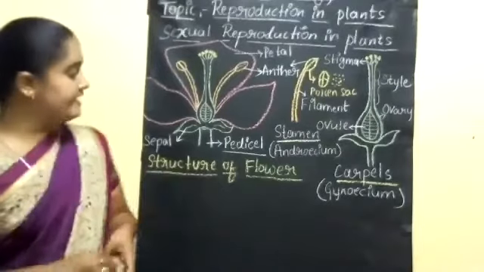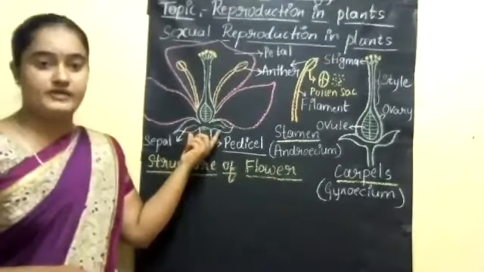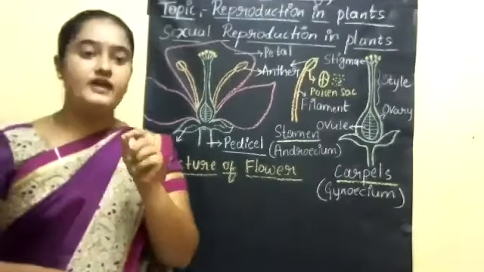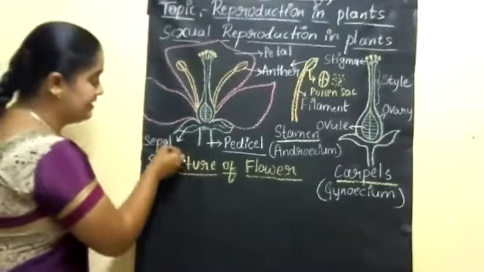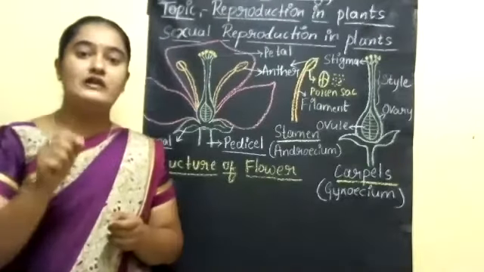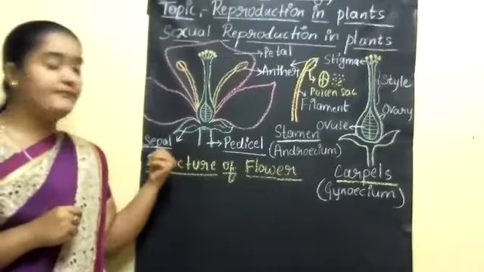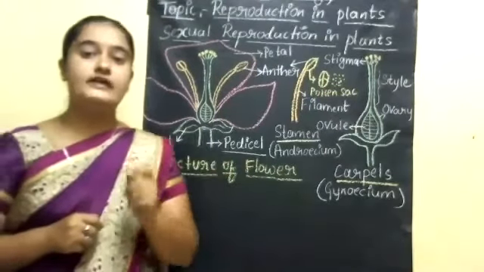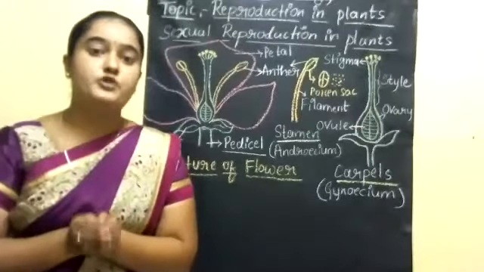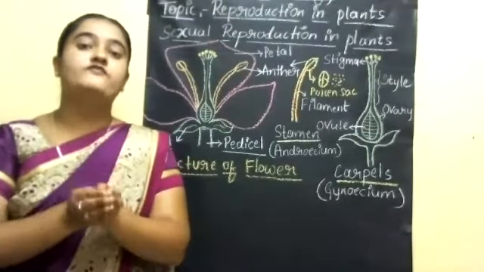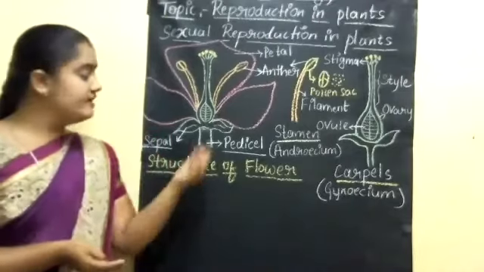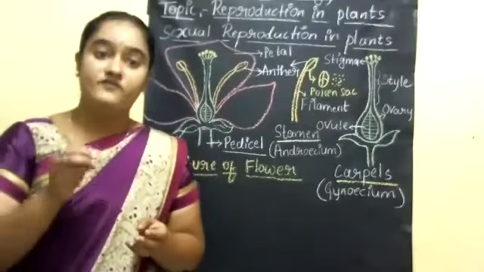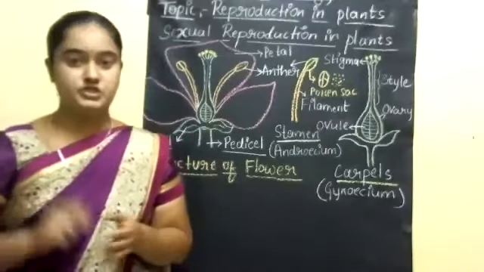The first one is calyx, the green colored part you can see here. The calyx has small leaf-like units called sepals. The main function of the calyx is that when the flower is in bud stage, it protects the inner part of the flower.